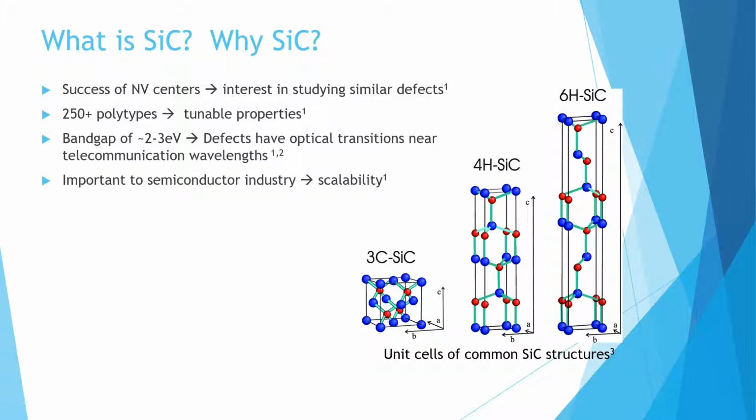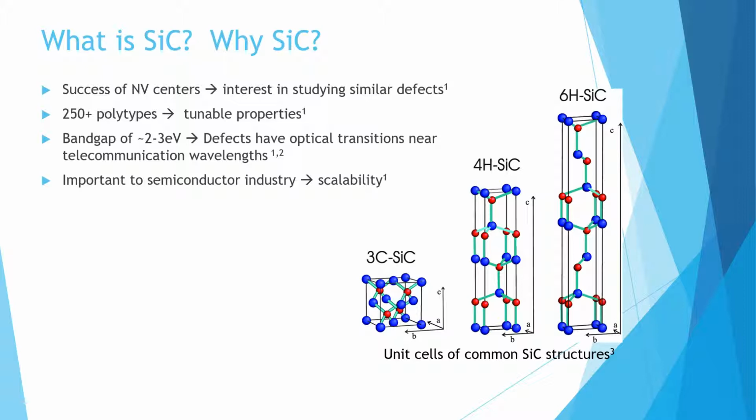For starters, the success of the nitrogen vacancy center in diamond as a potential qubit led to an interest in studying similar defects in other materials, because people realized that the properties that make diamond and the nitrogen vacancy center in diamond a good qubit are not necessarily unique. There are other materials with wide band gaps and with majority spin zero nuclei that could potentially also be used and might be easier to fabricate or have other advantages. Silicon carbide is a natural place to start.